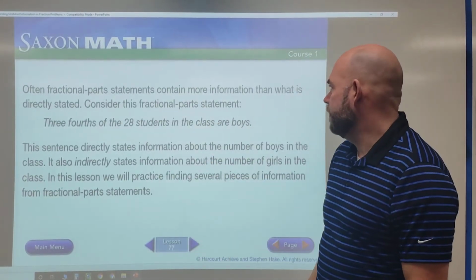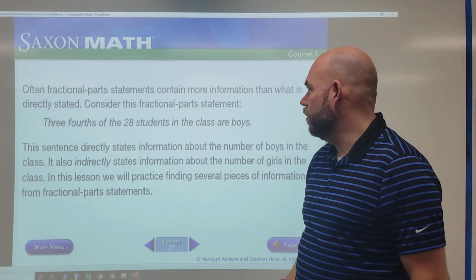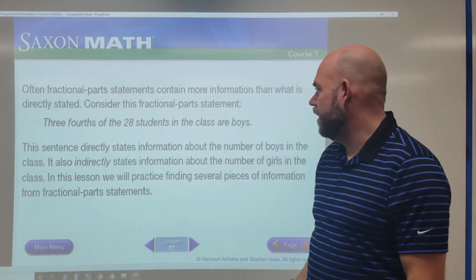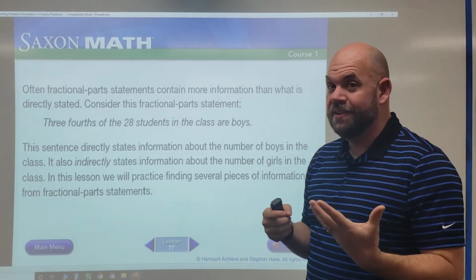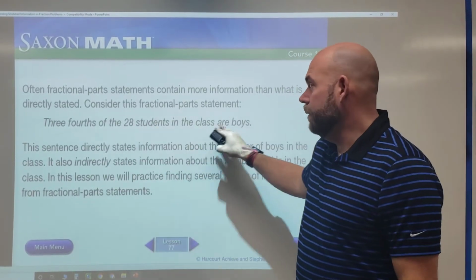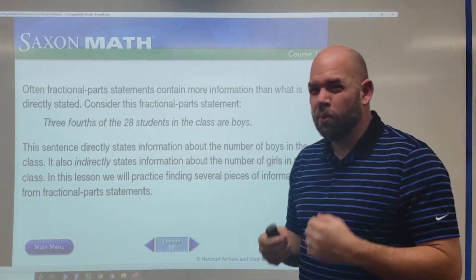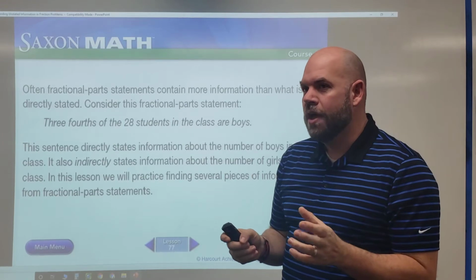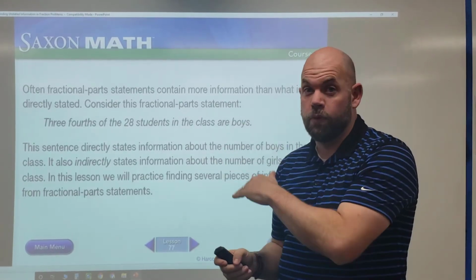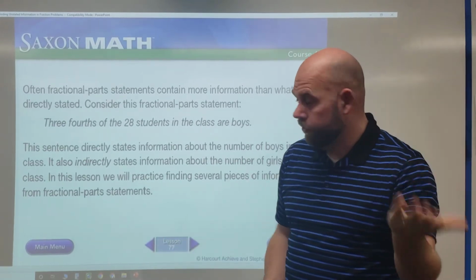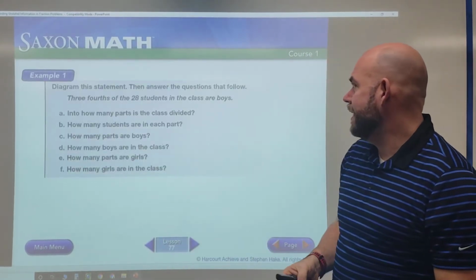Often fractional part statements contain more information than what's directly stated. So think about this. If we say 3/4 of the 28 students in the class are boys, it's directly telling us how many are boys. It's saying how many are in the class, 28. How many are boys, 3/4. So what it's also telling us indirectly is, if 3/4 are boys, then we subtract 3/4 from 4/4. There's 4 total parts, and we get 1/4 is what? Girls, all right? So we can get that indirectly.